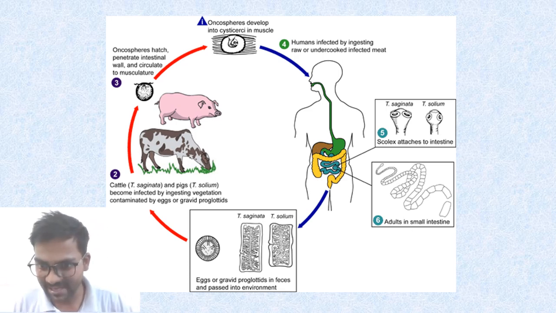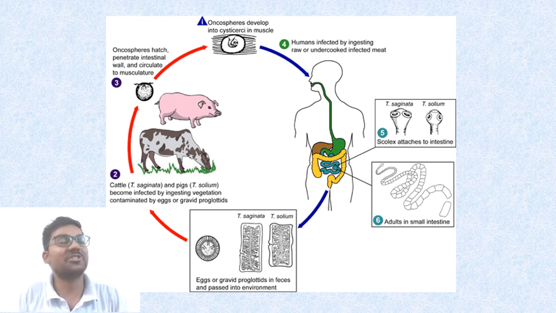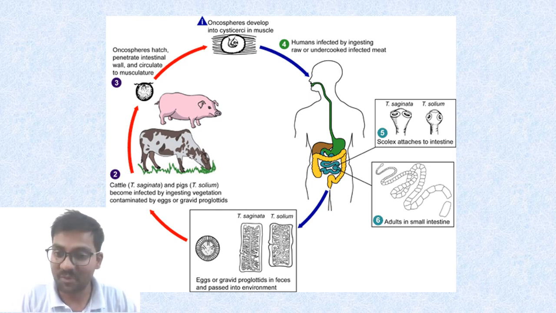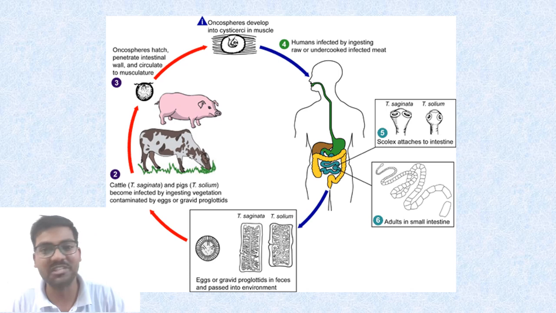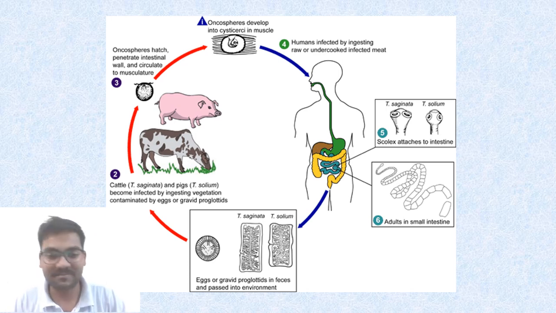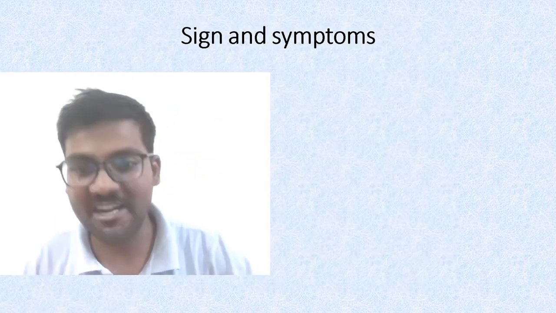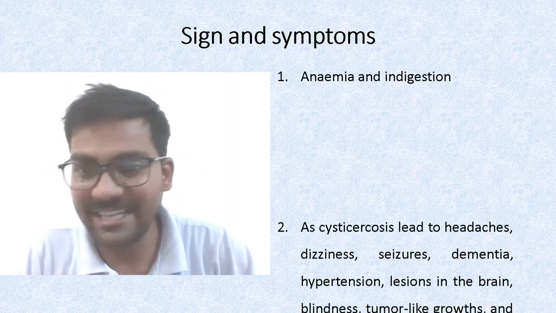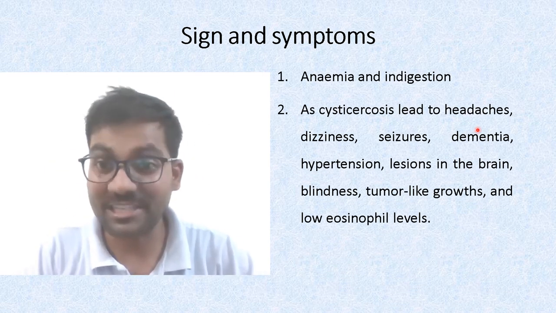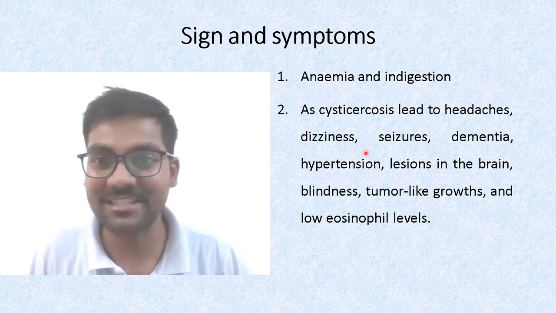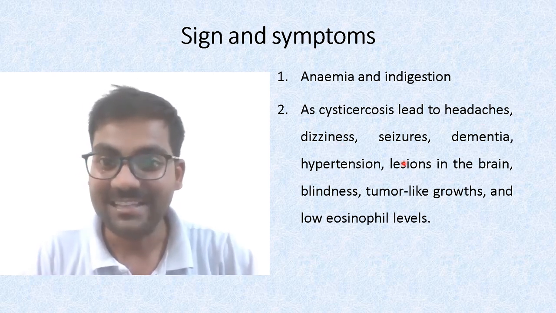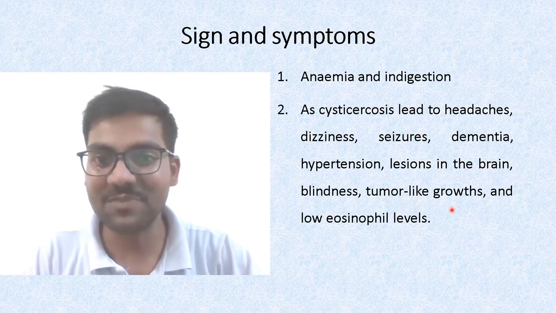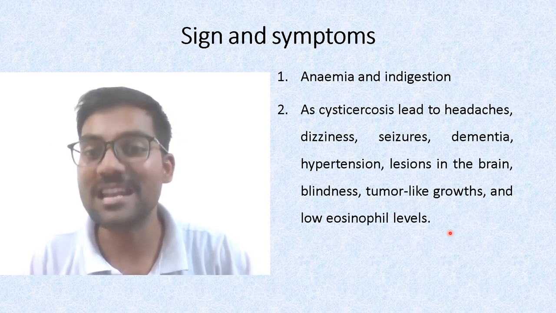These cysticerci, the larval form of tapeworm, will go into the bloodstream and into different organs. They will go into the brain. This is known as neurocysticercosis. It is so important, the most important cause of seizures in children. Listen, what are the signs and symptoms? Anemia, indigestion, cysticercosis leads to headache, dizziness, seizures, dementia, hypertension, lesion in the brain, blindness, tumor-like growth, and low eosinophil levels.